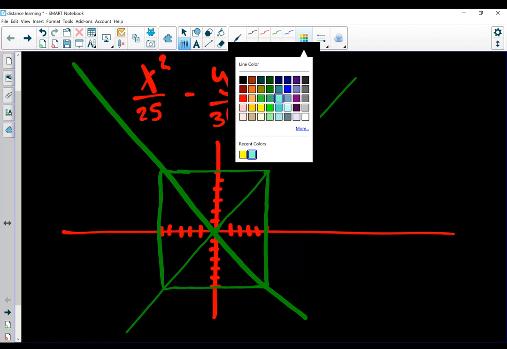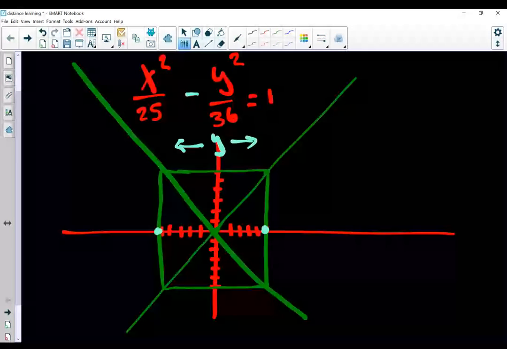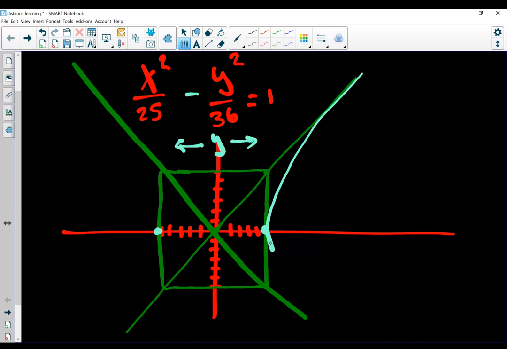Let me go sky blue. Again, I'll remind you, since the negative is on the y, it moves away from the y-axis. It starts at these endpoints here, 5, 0, and negative 5, 0, and gets closer to these asymptotes. That's what the shape looks like. Again, if you put this into Desmos, it can confirm that.